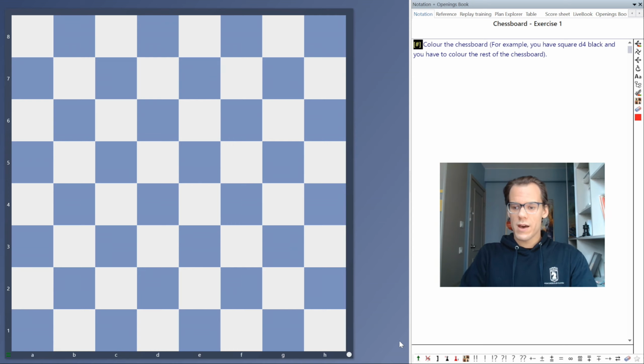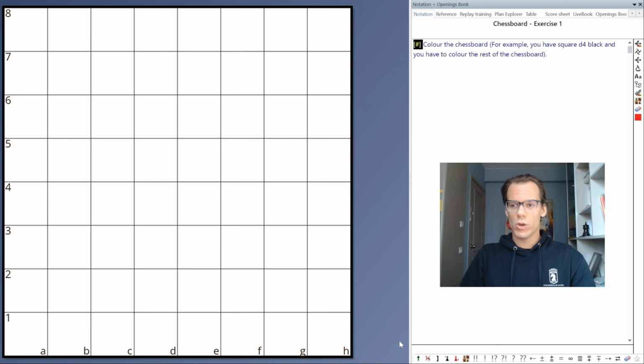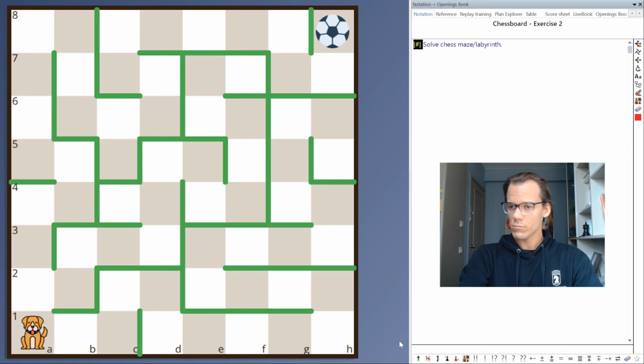So the first one, pretty simple. You can give a chessboard, and the students have to color it. It can be totally white, I mean, without any color, or you can color, let's say, one square. For example, one of the central squares, let's say D4 is black, and they have to color the rest of the chessboard. So that could be an introductory exercise.